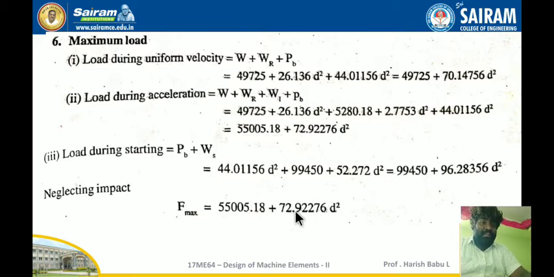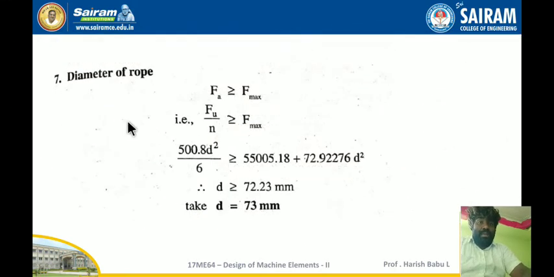So by taking that, FA should be greater than or equal to F maximum. So FU by N, where FU is already taken from the table, 500.8 D square divided by 6, should be greater than or equal to this value. When you simplify this equation, I get D greater than or equal to 72.23. So I will take D equal to 73 mm. So that is about the problems on the wire rope.